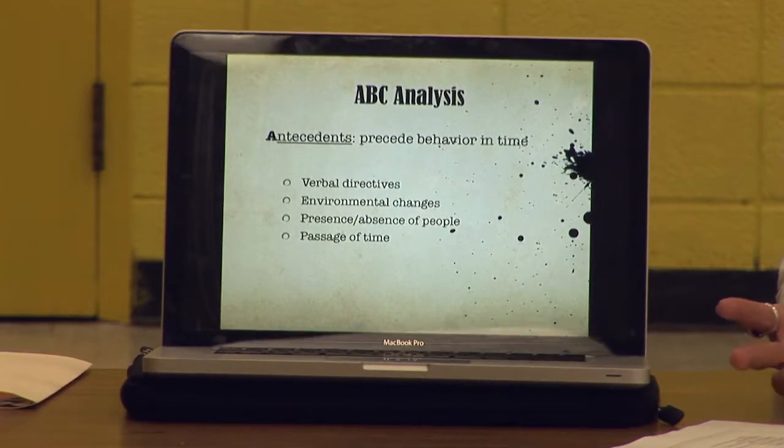So things that can happen before behaviors are verbal directives or instructions, changes in the environment, the presence or absence of people coming in or leaving a room, and just the passage of time.